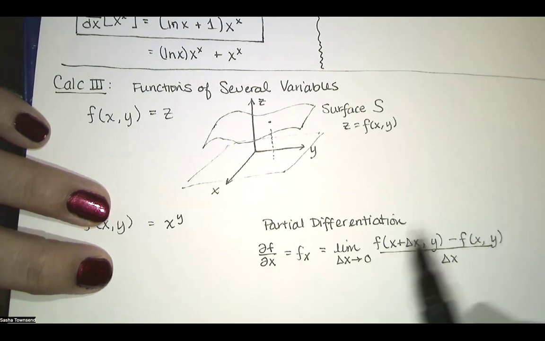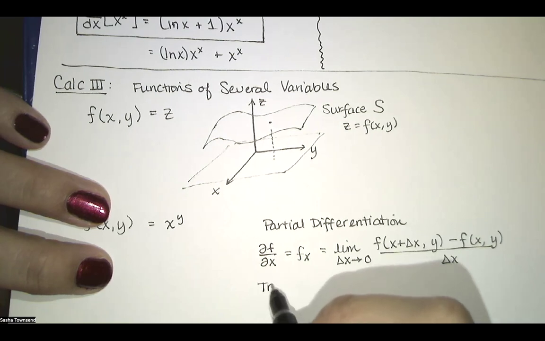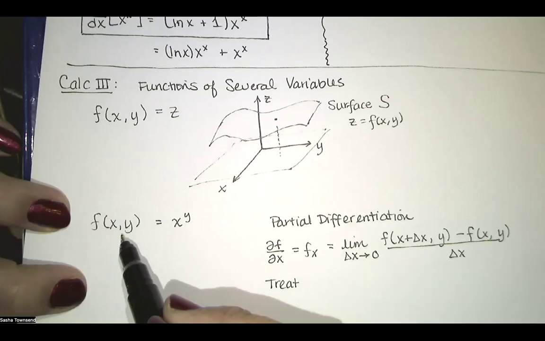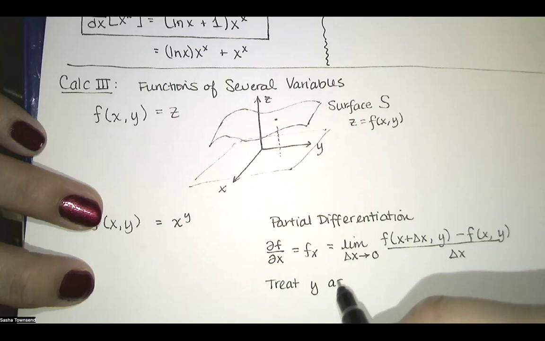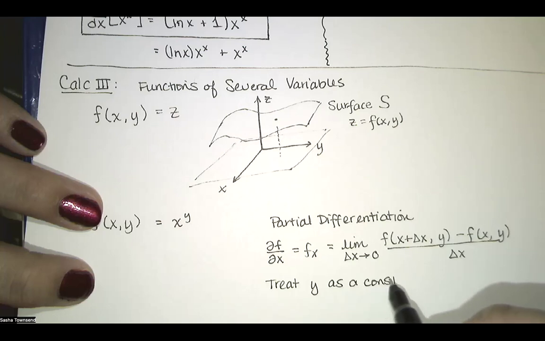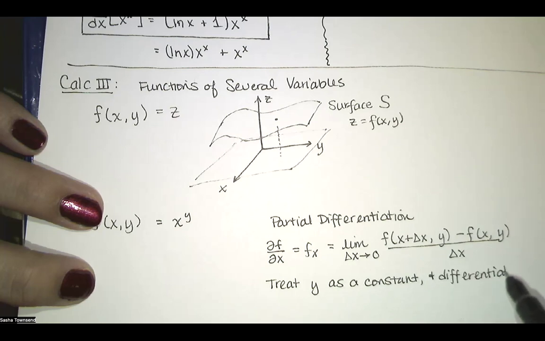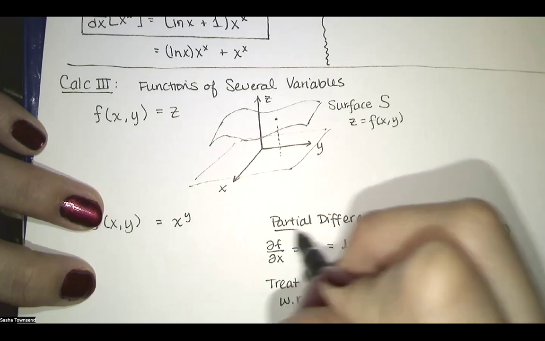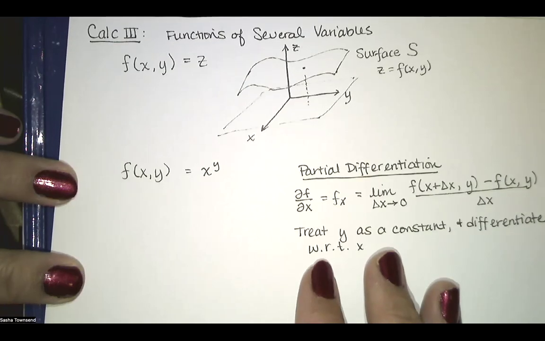In practice, I usually don't use this limit definition. We just treat the other variables as constants. In this case, our function is a function of two variables, x and y. So we're going to treat y as a constant and differentiate with respect to x in order to compute that partial derivative. And this is an aside, it's sort of a preview of Calc 3.